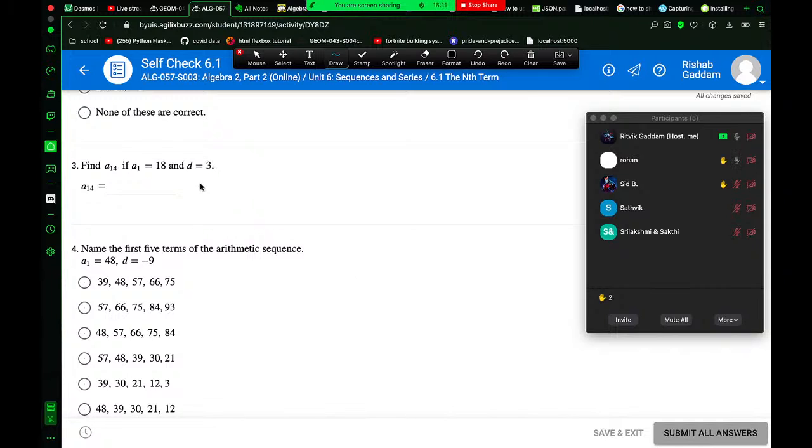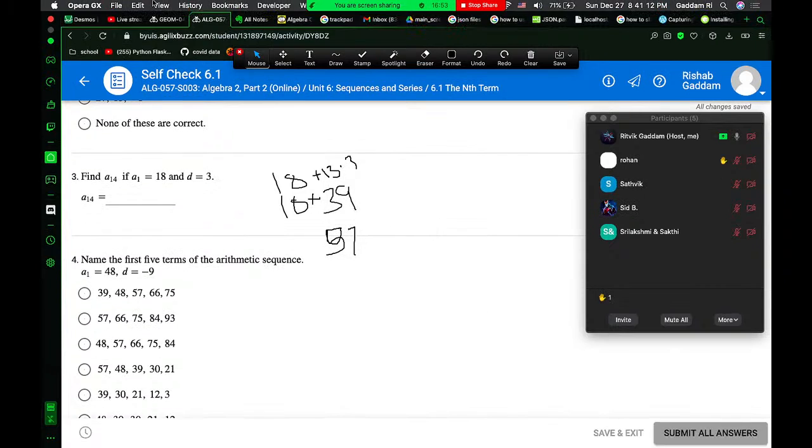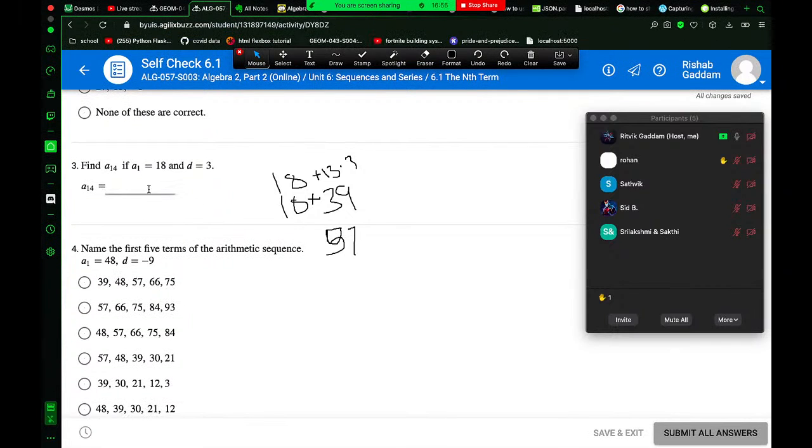And what is the first term? So we just do 18 plus 3 times 13, which is going to be 18 plus 39, which is 57. Yeah, good job. Good job, Rohan. 57.